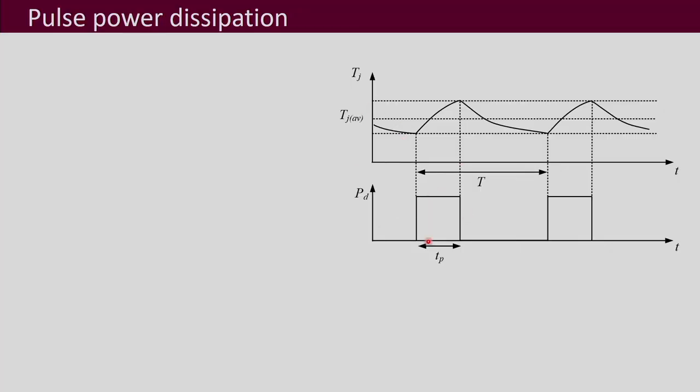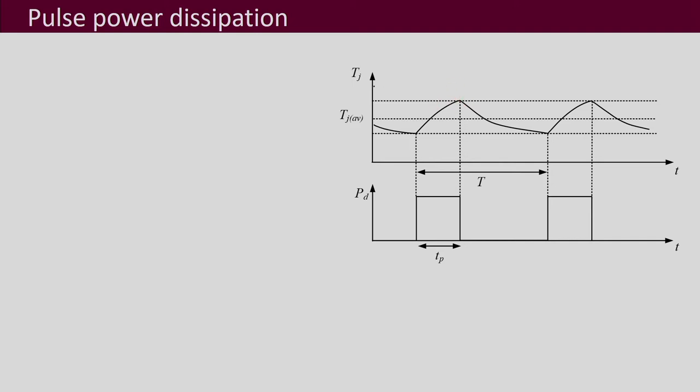Now, this graph shows when the power dissipation is in the form of pulses, and the frequency of these pulses is small enough that this time period T is much larger as compared to the time constant of the junction to case material. Let us say the temperature was over here initially before this power dissipation pulse came in. Then as this PD power dissipation takes place, the junction temperature increases and reaches another temperature.